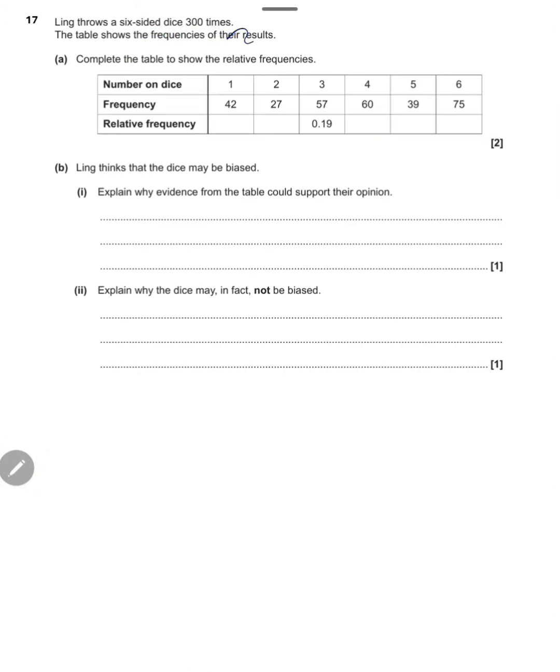Question 17, my mate Ling's throwing a dice and he does it 300 times, and then we've got all these results, all these frequencies. So 1 came up 42 times, etc. Relative frequency is just probability, but it's probability from an actual experiment or from an actual thing that's happened, not just working it out mathematically. So we're going to work out the probability of a 1 just by saying, well, we got 42 ones out of 300 attempts. Well, that's just 42 divided by 300, and that's where the decimal comes from, which is 0.14.